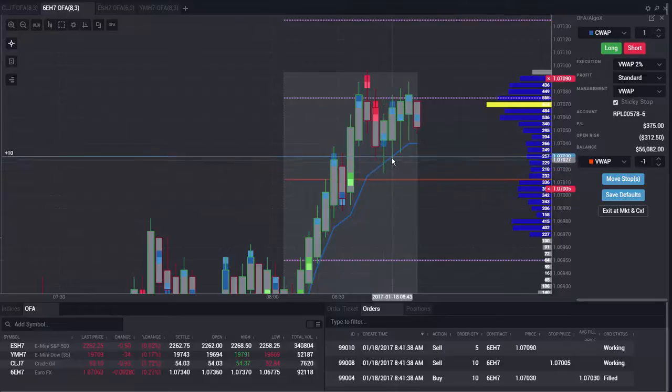Just look at how wonderful this support has been so far. We're coming down to it, we're bouncing off from it. Coming down to it, we're bouncing off from it. Even early in the move here, which is basically when we would have recognized this as being a breakout, you can see we came very close. You wouldn't have been filled with an order right on the CWAP, but you can see that it is providing support, and that's the type of thing that you want to see in these trades, because it helps you with the idea that you should expect support at those levels.